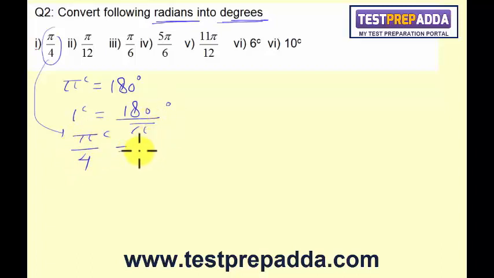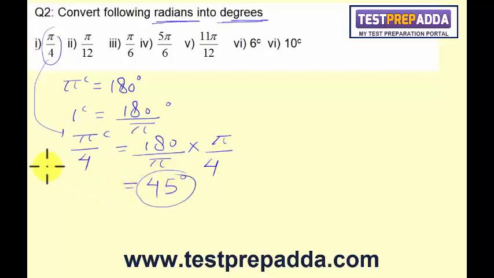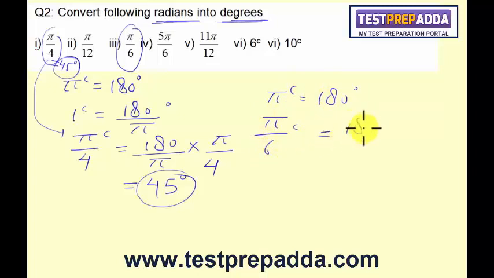radian in degrees, it will become 180 by pi into pi by 4. And if you solve, it comes how much? 45 degrees. So pi by 4 is what? 45 degrees. Got it? Now I'll take pi by 6. So pi by 6, pi radian is 180 degrees. So pi by 6 radian will be how much? 180 by 6. That is what? 30 degrees. Okay. So similarly, you can get the value of 5 pi by 6. Similarly, you can get the value of 11 pi by 12.